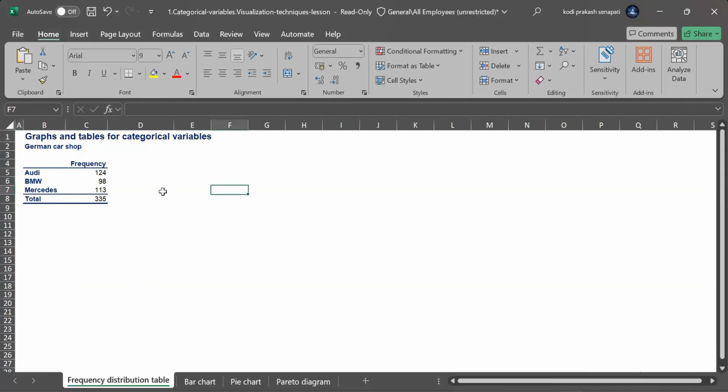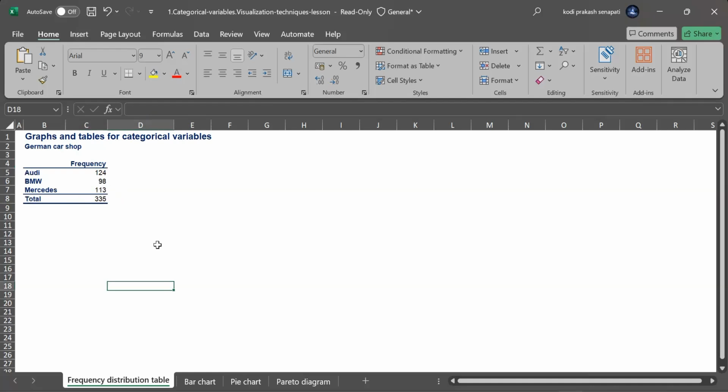Okay. The few technical terms I'll introduce. In this data set, 124 Audi cars sold, 98 BMW cars sold, 113 Mercedes cars sold. In technical terms, we call this frequency. What do we call it? Frequency. So Audi frequency is 124, BMW frequency is 98, Mercedes is 113.